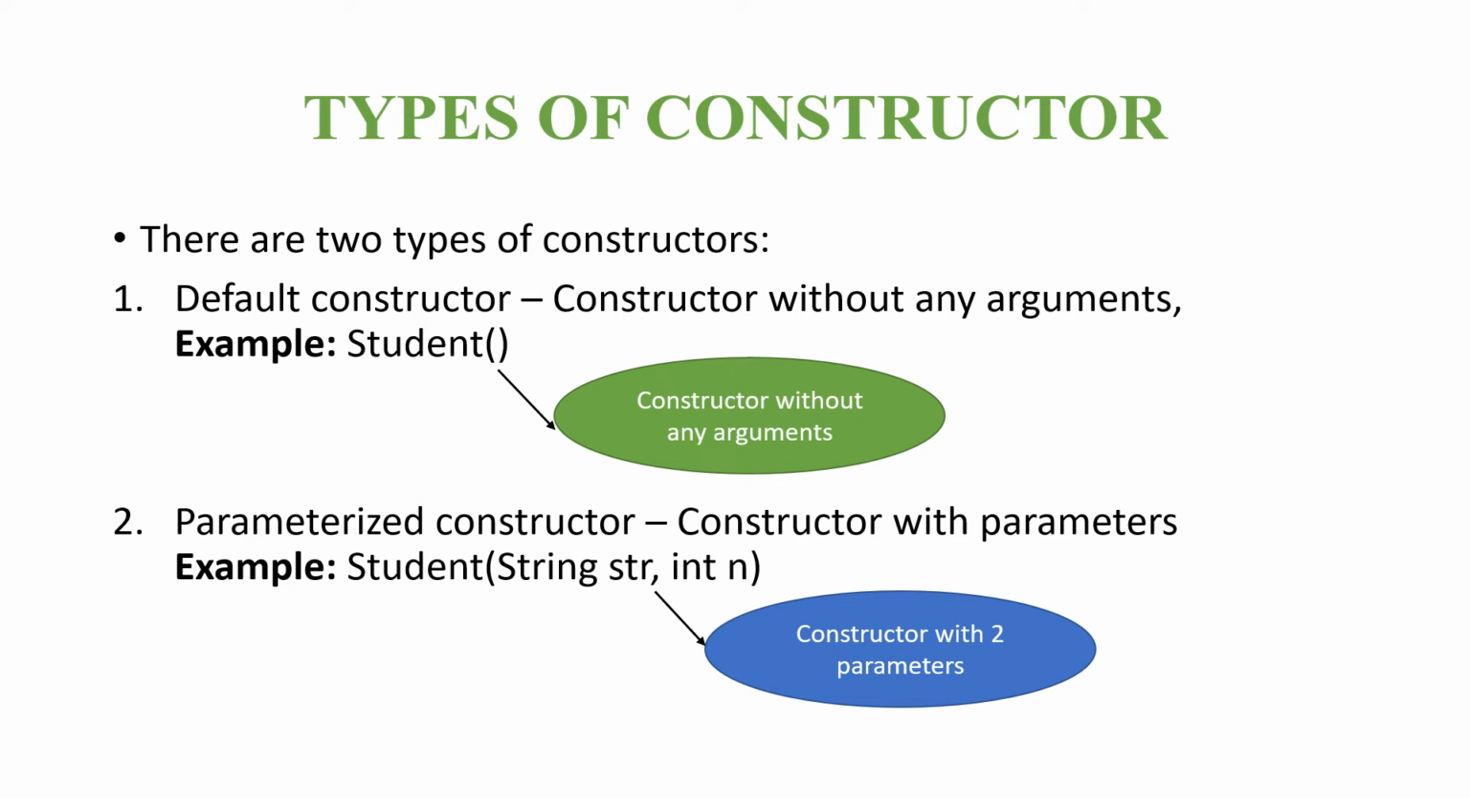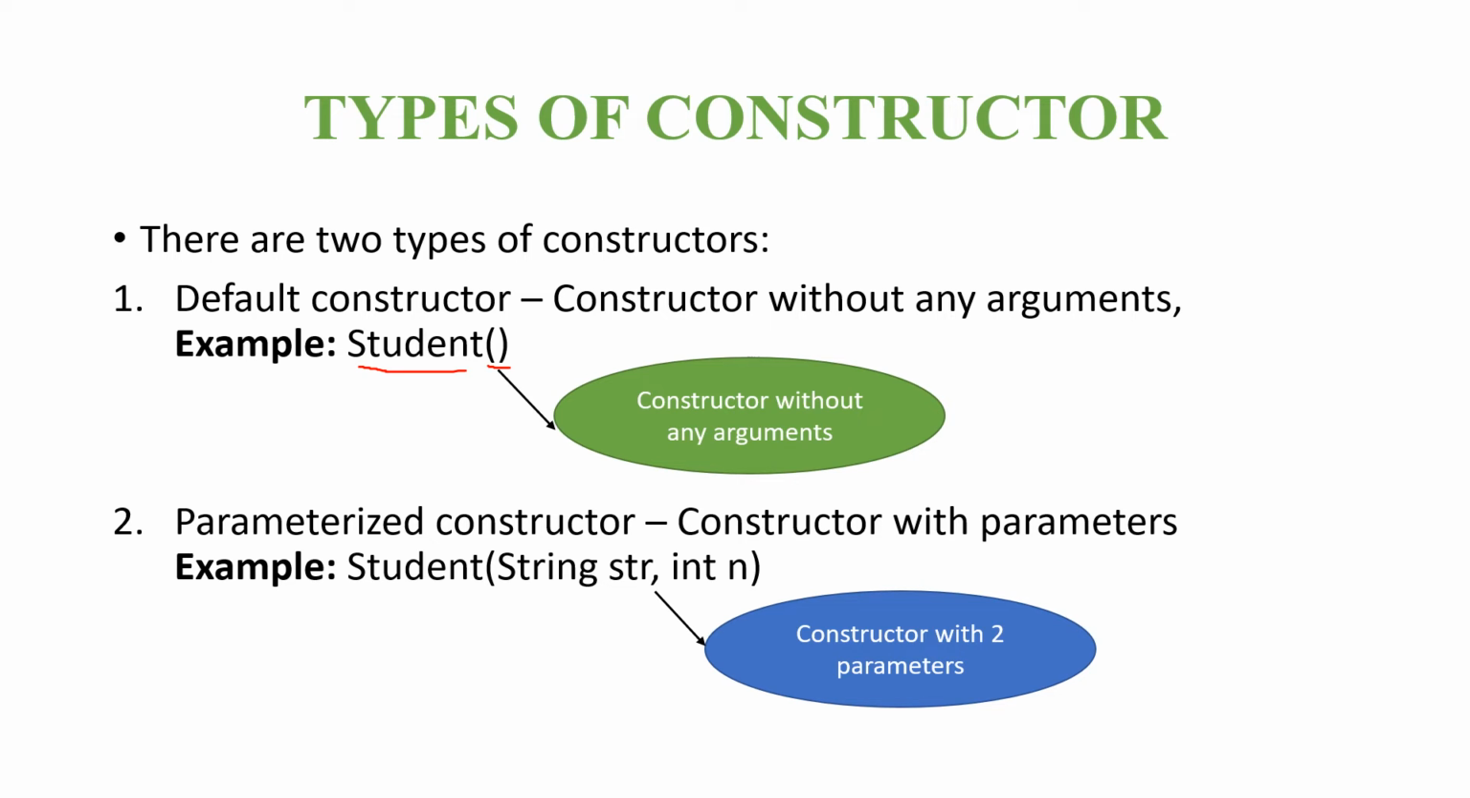Next, coming to the types of constructors. As I said earlier, there are two types of constructors. One is the default constructor, and the other is the parameterized constructor. If the constructor has no arguments, then it is called a default constructor. Look at the example here, I have Student. Student is the constructor name. And inside the parentheses, I did not pass any arguments. So this is an example of a default constructor.